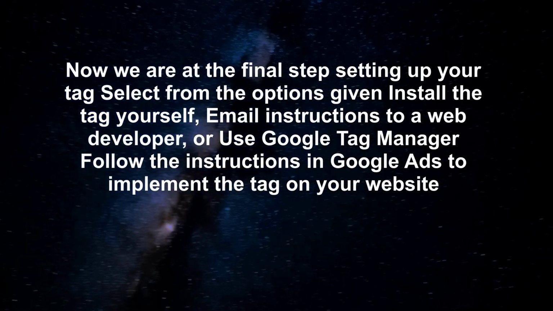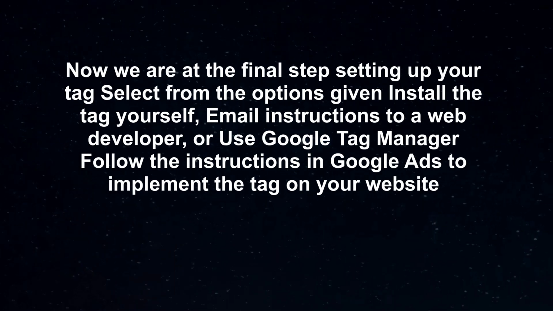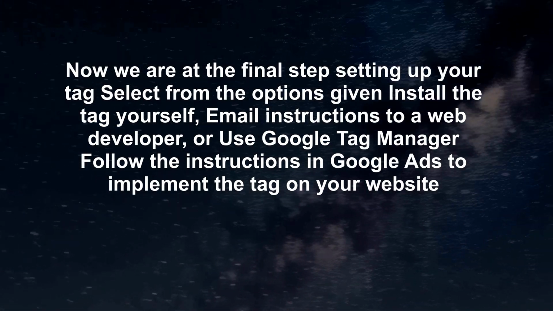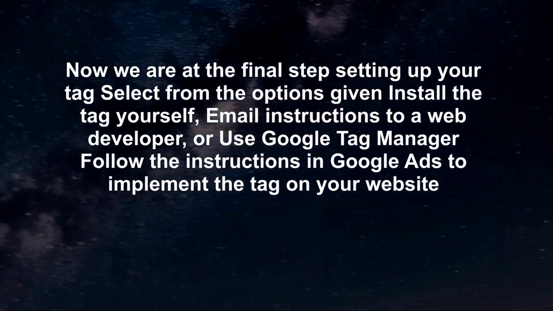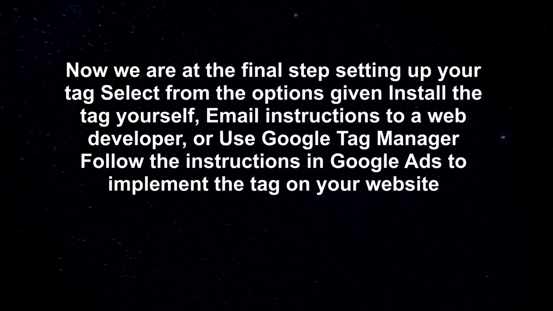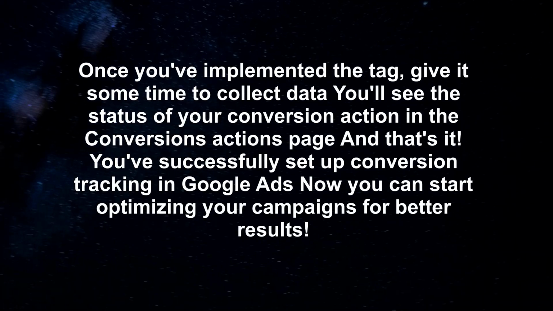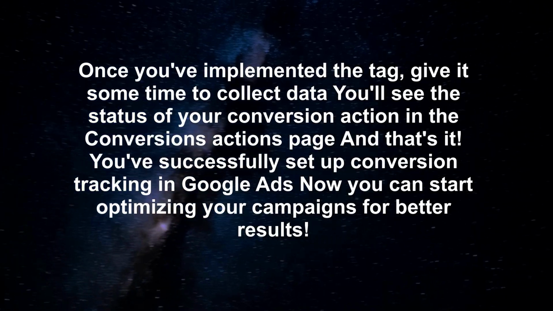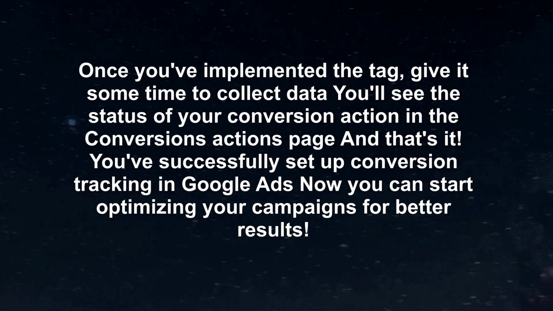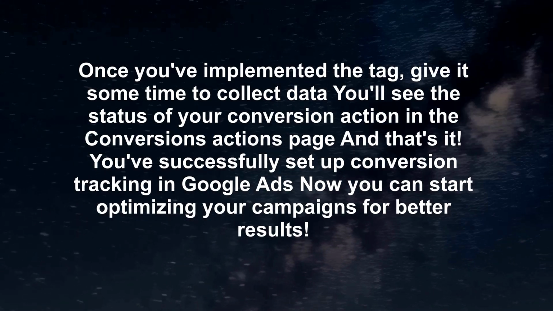Now we are at the final step, setting up your tag. Select from the options given: install the tag yourself, email instructions to a web developer, or use Google Tag Manager. Follow the instructions in Google Ads to implement the tag on your website. Once you've implemented the tag, give it some time to collect data. You'll see the status of your conversion action in the Conversion Actions page, and that's it.